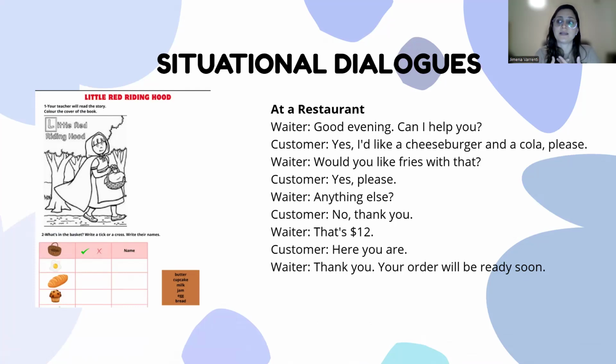And then you must let the students know that they have to invent their own dialogue just by changing some words, and they can invent what they would like to buy or eat in the restaurant and how much they would have to pay.